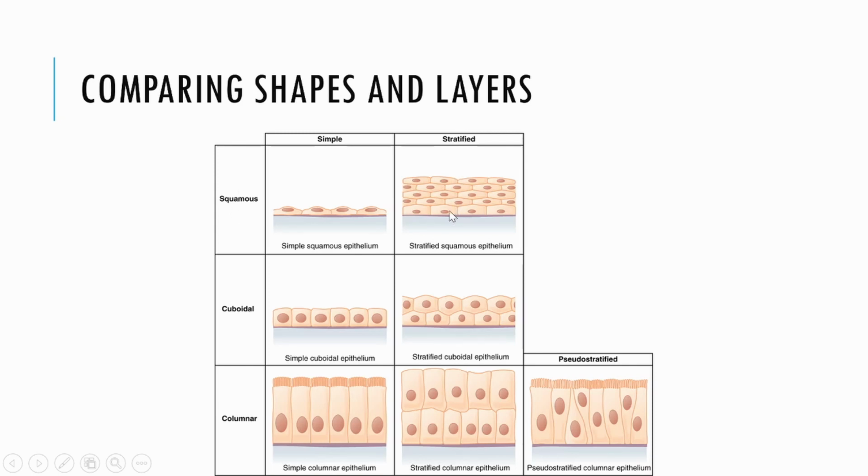Stratified squamous, we see we still have that flattened shape, but now we have 1, 2, 3, 4, about 5 layers of cells. Again, it doesn't matter how many as long as it's 2 or more. So if you have 3 layers, you're stratified. If you have 100 layers, you're still stratified. We look at the cuboidal ones. Again, we see that they're about cube shaped, so they're about as tall as they are wide. Simple being 1 layer, and stratified, we have 2 layers here.